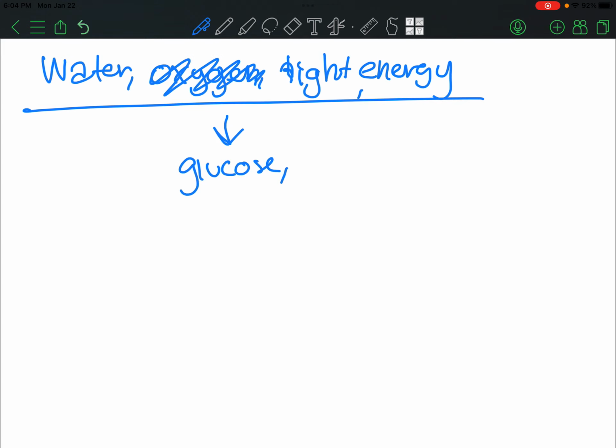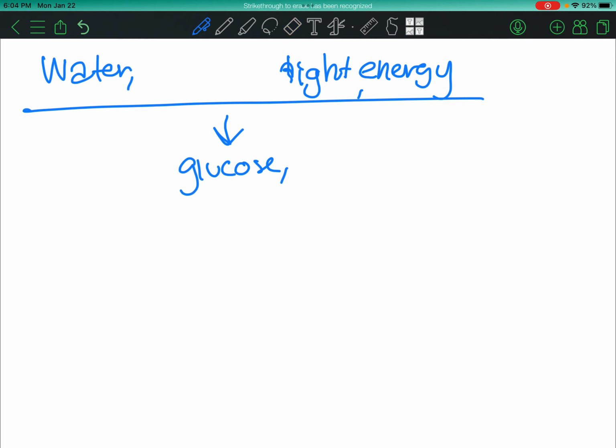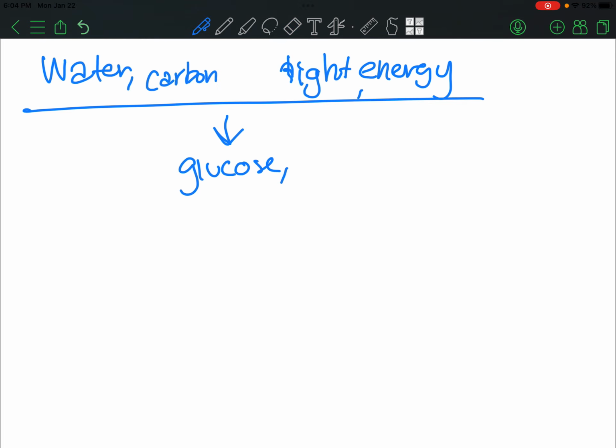Oh, wait, nope. This is not oxygen. This is supposed to be CO2, carbon dioxide. Light energy. And this in return equals glucose and oxygen. This is the gist of photosynthesis, right? Photosynthesis, light reaction. Alright. Now, the general idea of photosynthesis should not be difficult for you guys to understand.